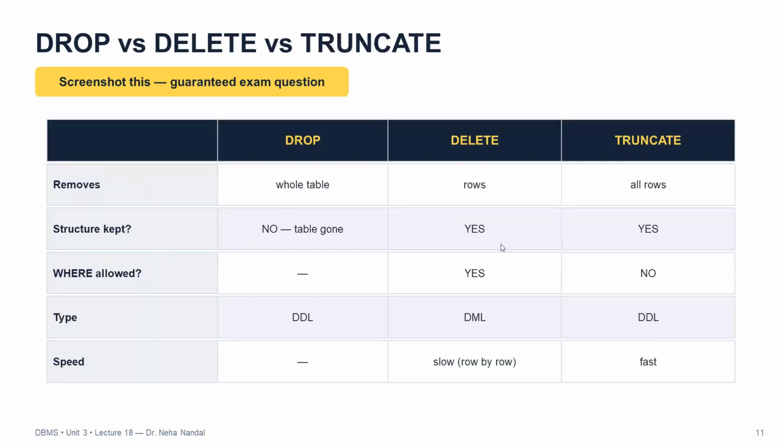Okay, so now coming to this part, what will happen in delete and truncate? Okay, so what will happen in drop? Drop will remove the whole table. Delete will remove rows. Yes, and truncate will remove all rows. Okay, that is the thing. So truncate is not going to remove the structure of the table. That you have to remember. That is the main thing to remember. Drop will remove the structure of the table also. But truncate will just remove the rows. It will not remove the schema of the table. That will remain.